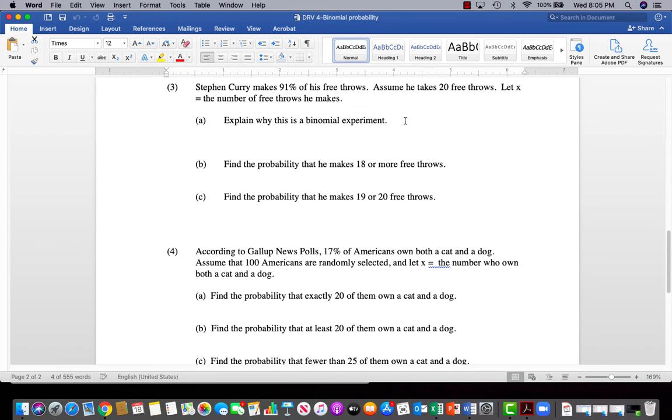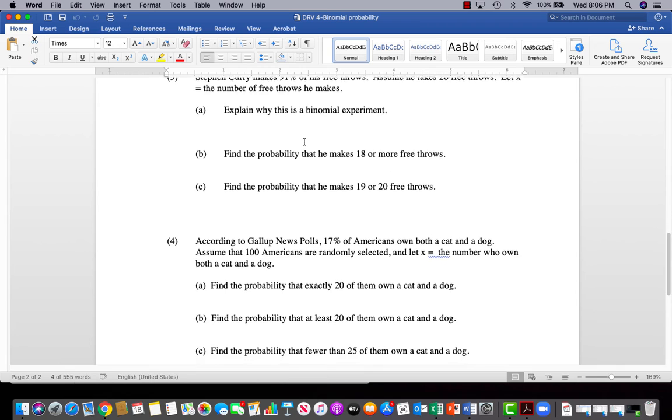Well, if you take a free throw, you're either going to make it or miss it. So there's two possible outcomes. In this case, he's going to take 20 free throws, so that's a fixed number of trials. We can assume that his free throws are independent of each other, because if he makes one, it doesn't make it any more or less likely the next one will be made or missed. And the probability is assumed to be 91% throughout. It's always the same number. Okay, so that explains why it's a binomial experiment.